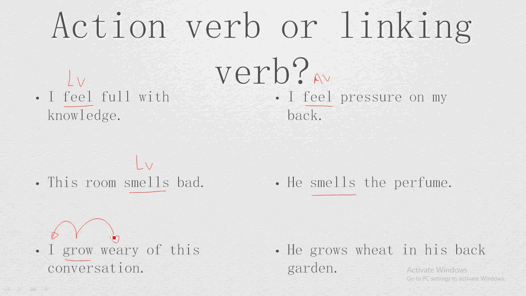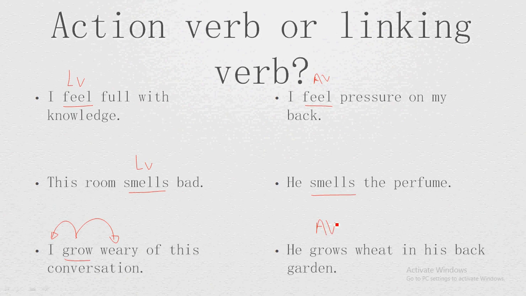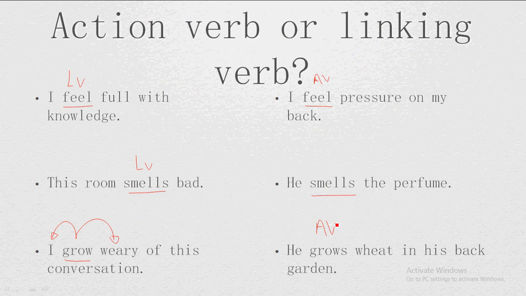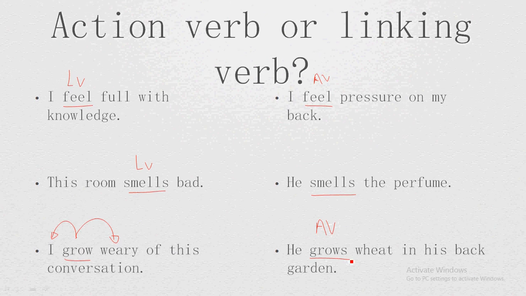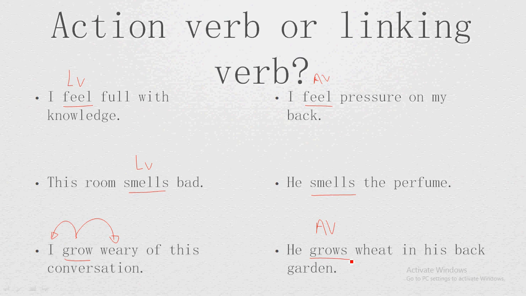Okay, if we compare that to the opposite statement, which says, he grows wheat in his garden. This is an action verb, because it's something that he's doing. He grows wheat in his back garden, something that he does every day. He actually does the action of growing wheat. So this is an action verb.